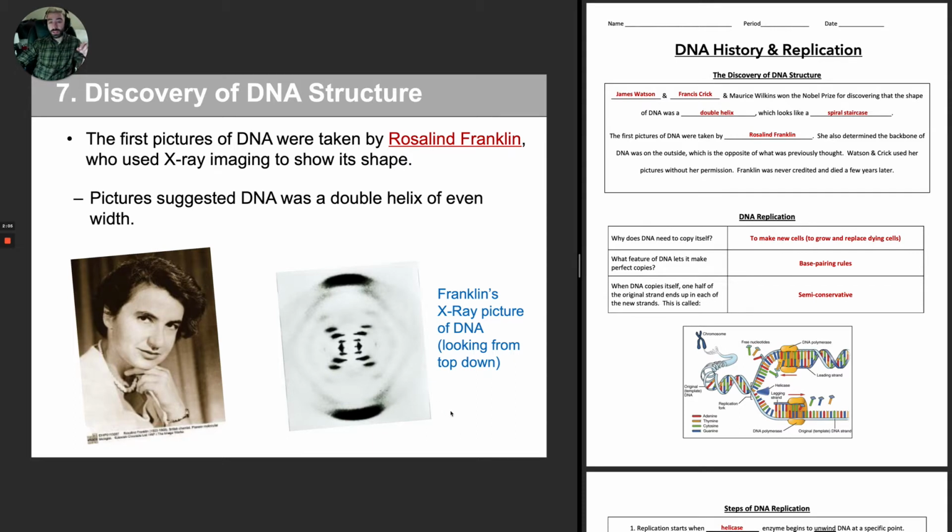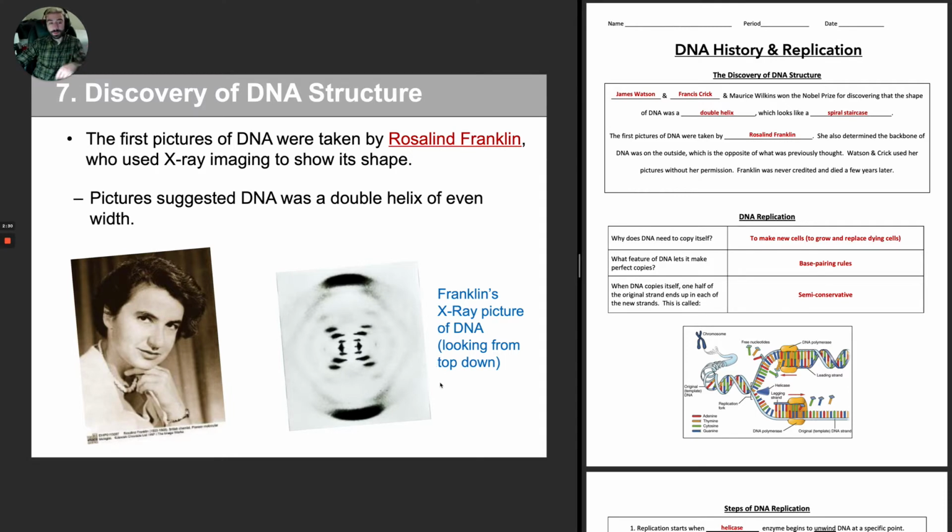And so this is a picture looking from the top down at a DNA molecule. It's a little hard for us to see at this point how exactly that works, but we're also not X-ray crystallographers or the biologists studying DNA. Basically what it's showing is that there's this classical X pattern that indicates a double helix, and we can see these bands around the side that show that it is an even width all the way around.